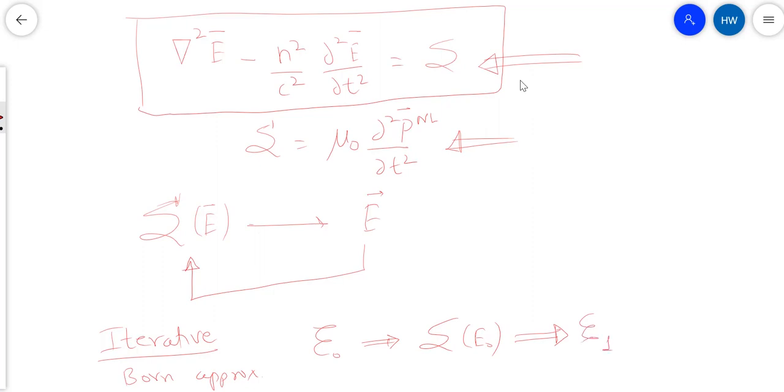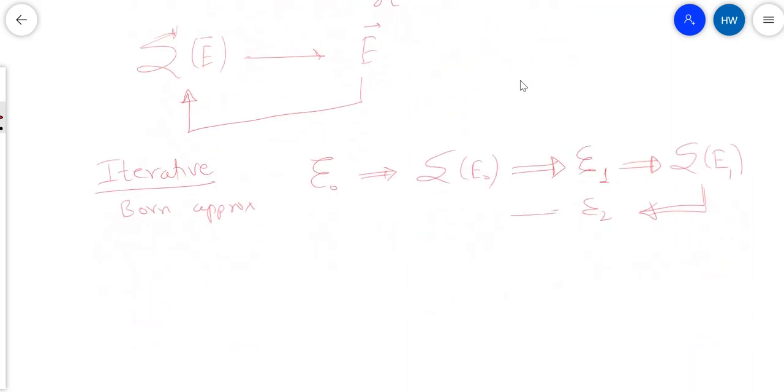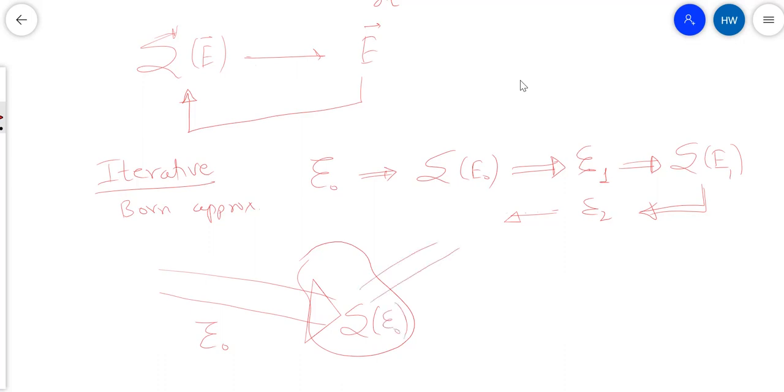That is, I first consider a field E naught. From there, I calculate the source term, which is based on E naught, which in turn determines my E1, because now I have got an equation that is driven by the source term S of E naught. And then in my next iteration, I take my E1, which is a solution of this new equation, and plug it back to get a new source term, which again helps me determine E2, and the journey continues. So on and so forth, right? So this is the iterative mechanism.